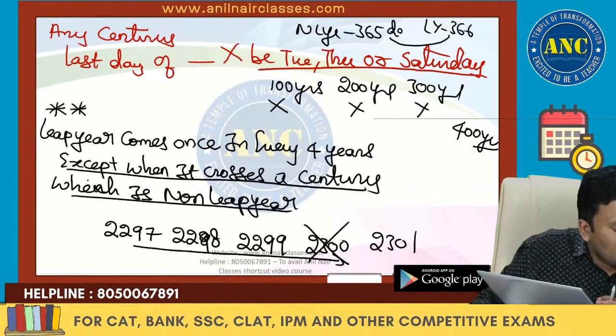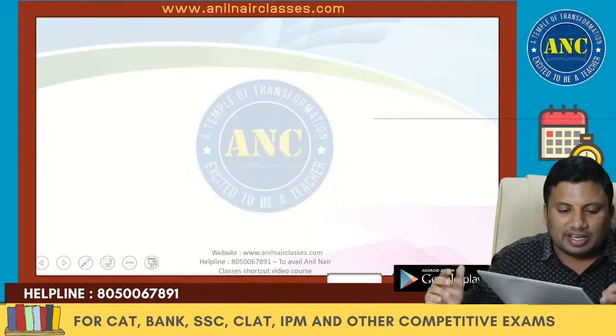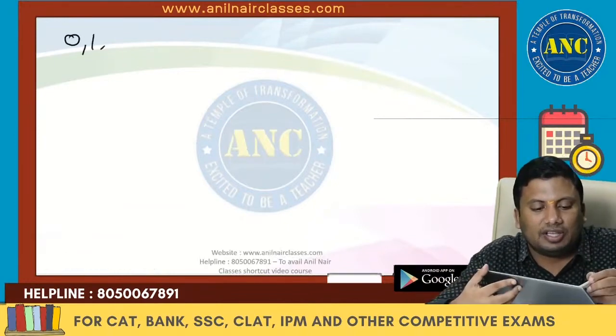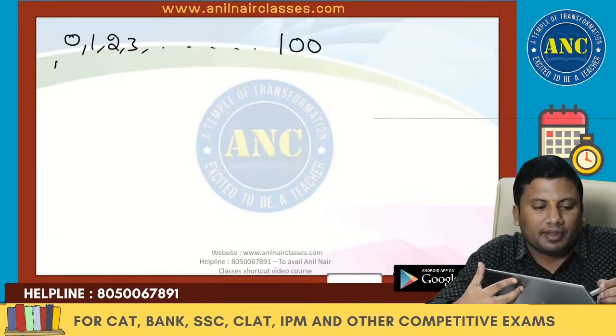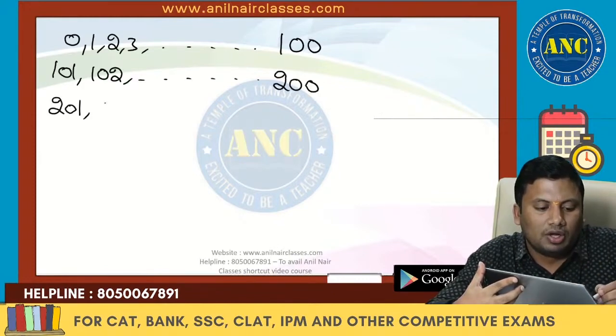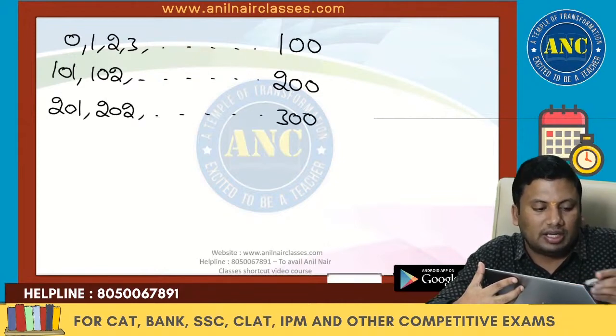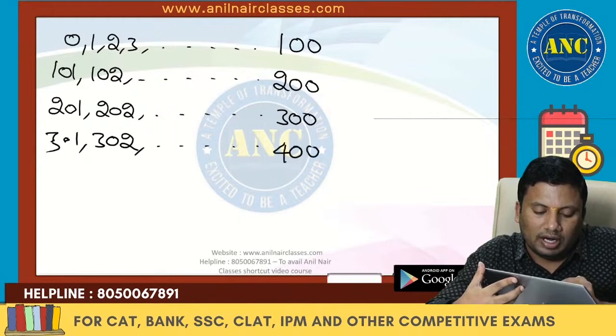Right? Now, one minute. She messaged, but we are adding one for the 4th year. See here, ma'am, you are not understanding. I never did that. I did 0, 1, 2, 3, 4 till 100. 101, 102 and so on up to 200 I did. 201, 202 and so on up to 300 I did. 301, 302 and so on up to 400.